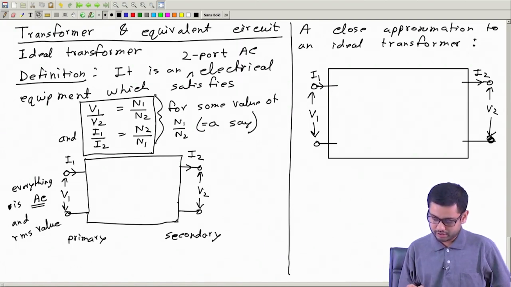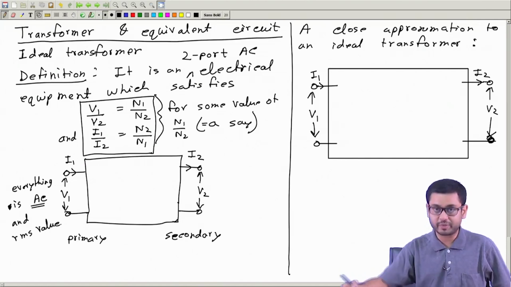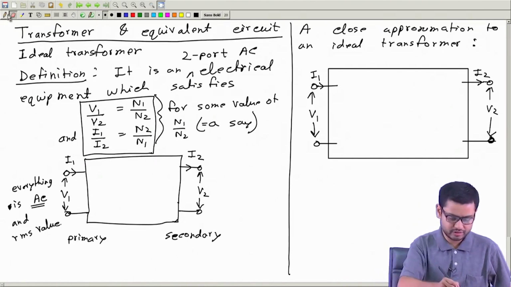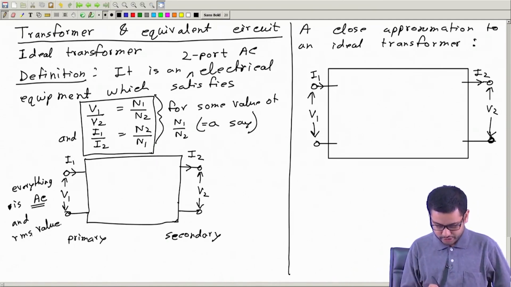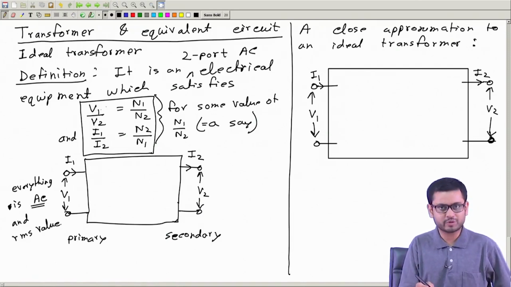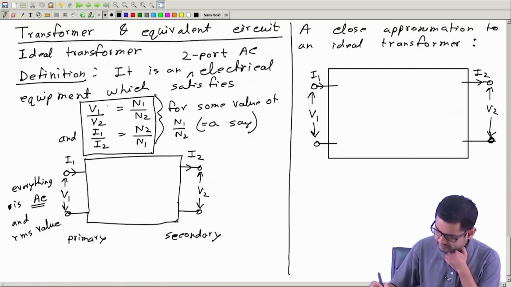Okay, you may ask why I am not putting the plus minus sign. That's important, I will put that soon. Right now it's not required because we are not considering the polarity, we are only considering the RMS value. So this relationship is for the RMS value. This is not in terms of phasor yet. I'll put the plus minus sign soon.